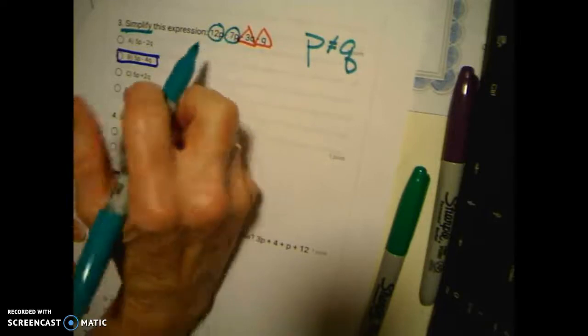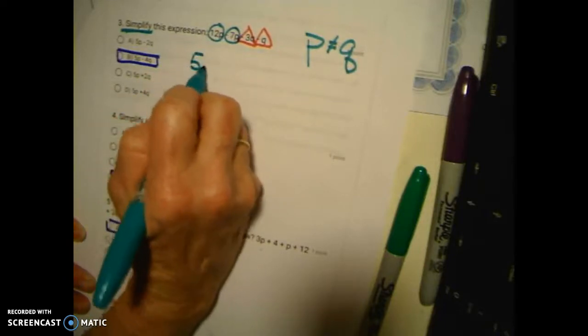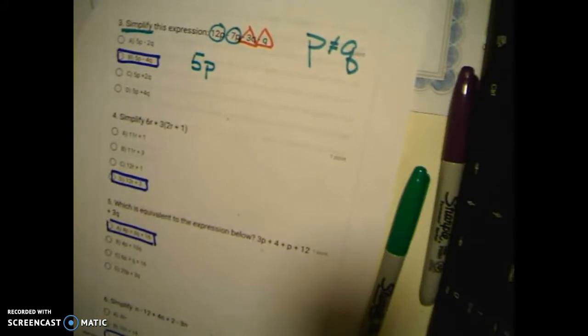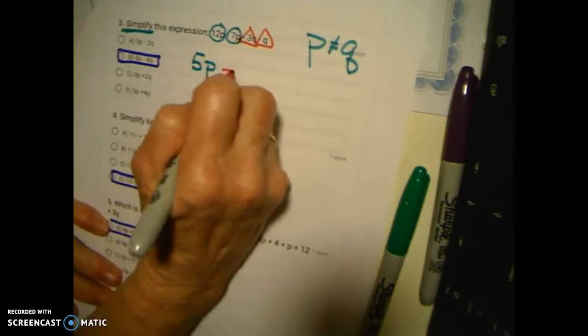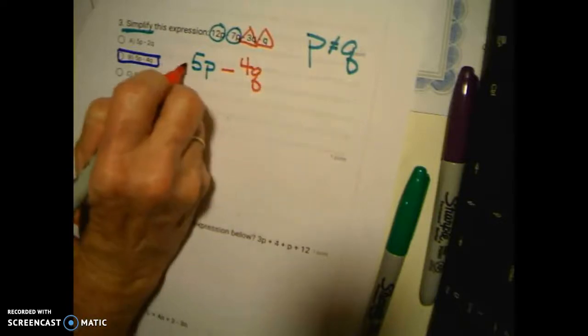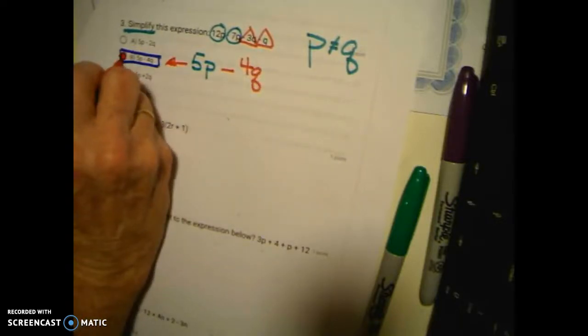12p minus 7p is simply 5p. Negative 3q minus q is negative 4q. And that's my final answer right here. Answer choice B.